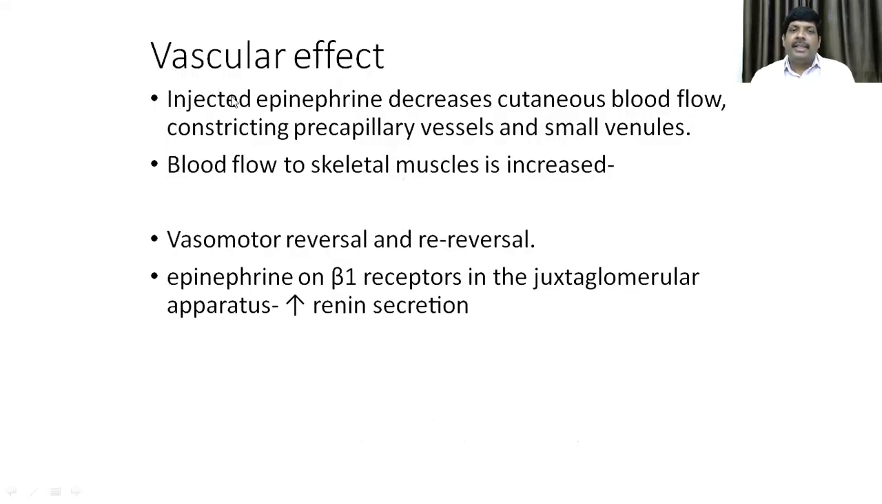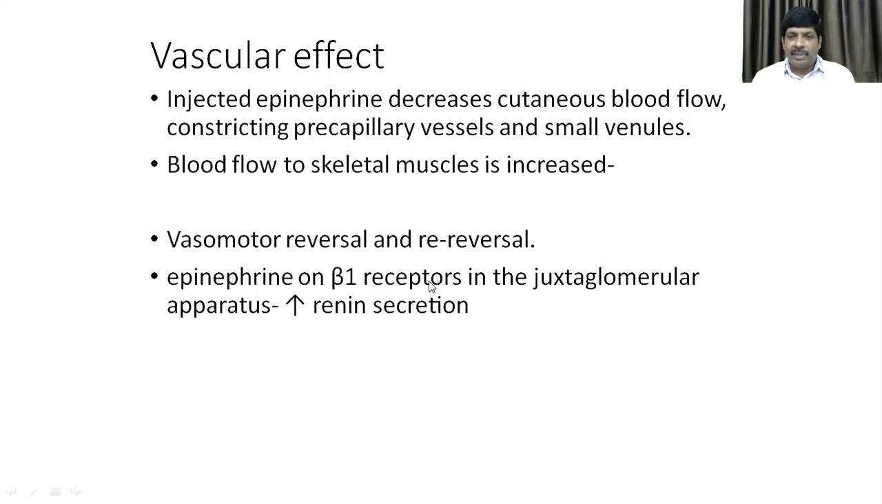Vascular effect. Injected epinephrine decreases cutaneous blood flow because of the constriction. Then blood flow to the skeletal muscle is increased. How? Because there is beta 2 mediated vasodilation leading to increased blood flow to the muscles. Vasomotor reversal and re-reversal phenomena can be seen in presence of alpha blocker and beta blocker respectively. Reversal I have already explained. Re-reversal I will tell you at the end.